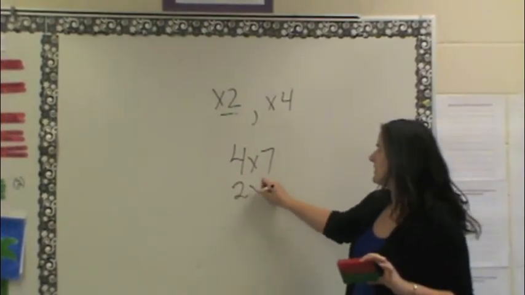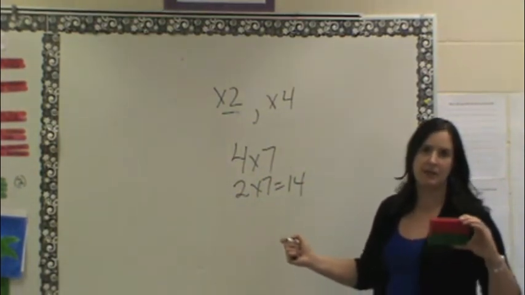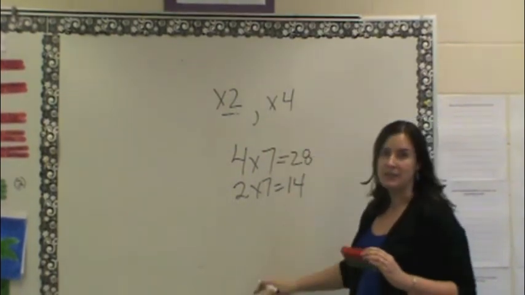I know what 2 times 7 is. That's 14. What's a double of 14? Double of 10 is 20. Double of 4, 8. So 4 times 7 must be 28.